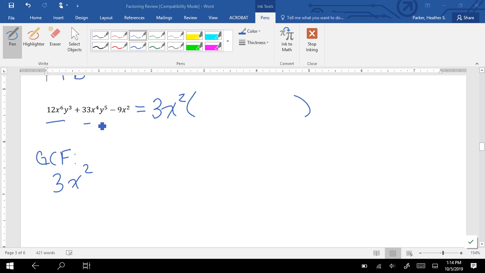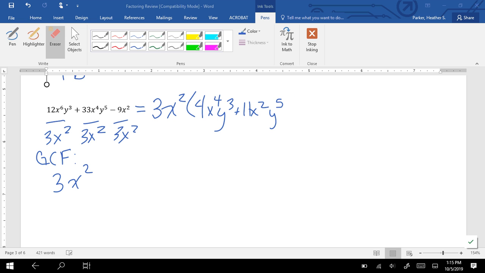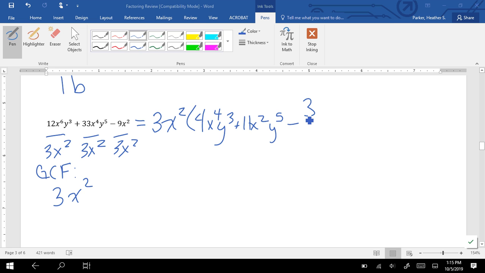So again, to figure out what goes in the parentheses, I'm going to divide each of these by 3x squared. So 12 divided by 3 is 4. X to the 6th divided by x squared is x to the 4th. And then y cubed. Plus 33 divided by 3 is 11. X to the 4th divided by x squared is x squared. And then y to the 5th. And then minus 9 divided by 3 is 3. And then the x squareds cancel. So we know we're good there.